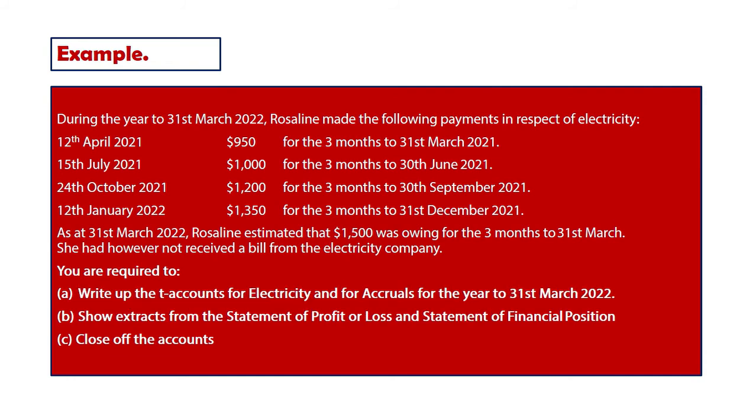So now we are supposed to write up the T accounts for electricity and for accruals for the year to 31st March 2022. Also, show extract from the statement of profit or loss and statement of financial position. And lastly, close off the accounts. Let's get into solving the question.